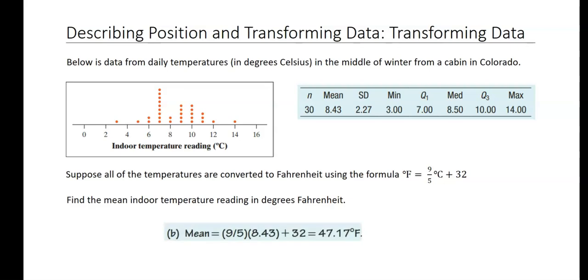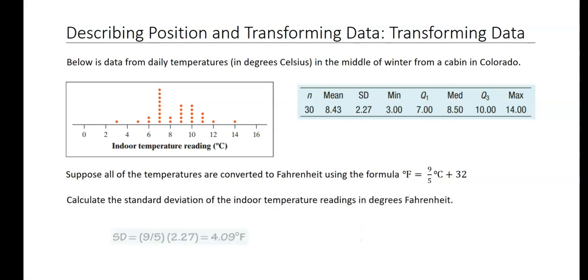So what's going to happen to the mean? You can actually just take the mean as it was, the 8.43, multiply it by 9/5 because multiplying does affect the measure of center, and add 32, and you will get the new mean of 47.17. But for standard deviation or any measure of variability, you're only going to multiply, you're not going to add, right? So the standard deviation is going to be 9/5 times the current standard deviation, 2.27, and you do not add the 32. It's not going to affect it, so you don't want to add that.